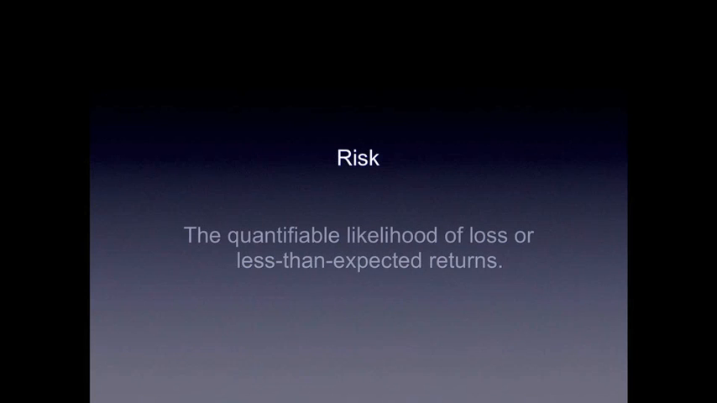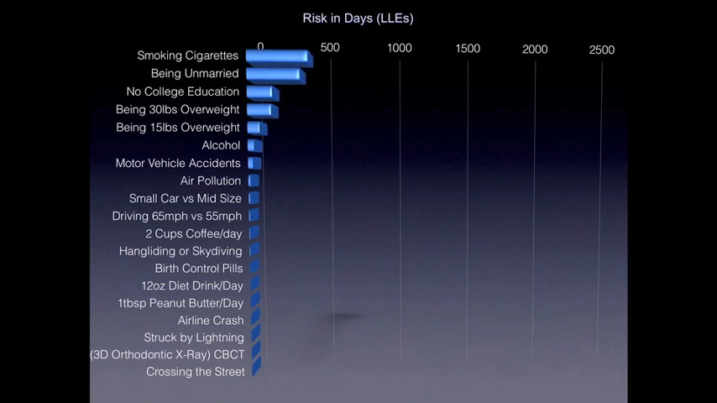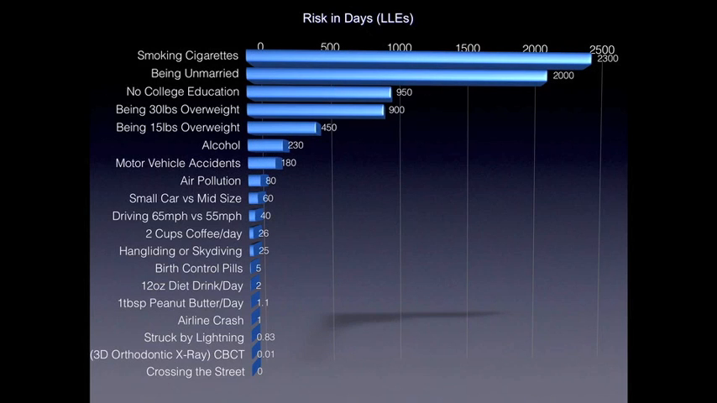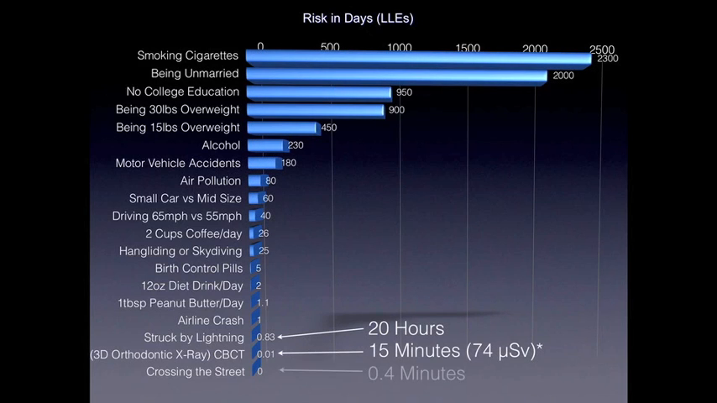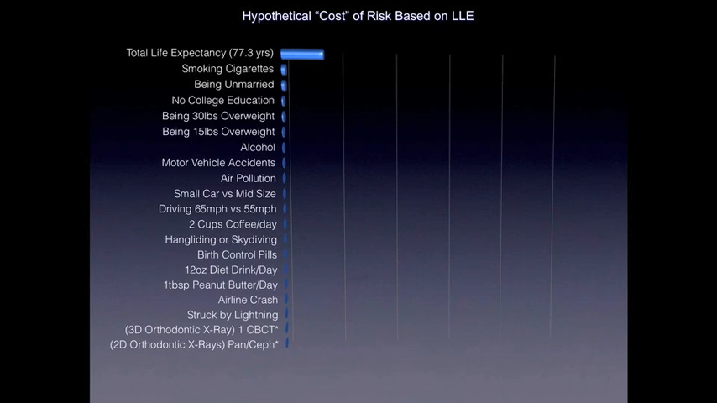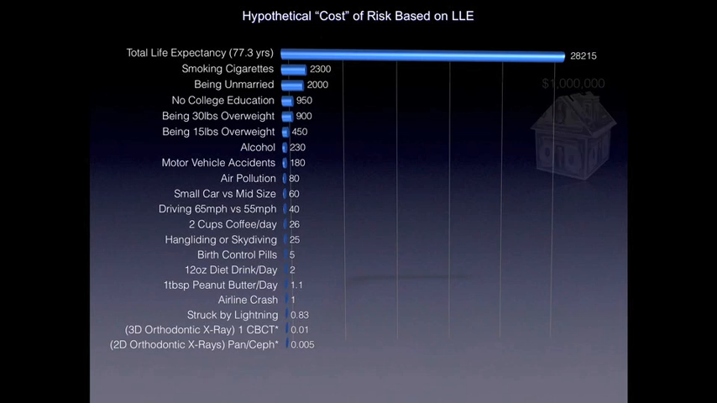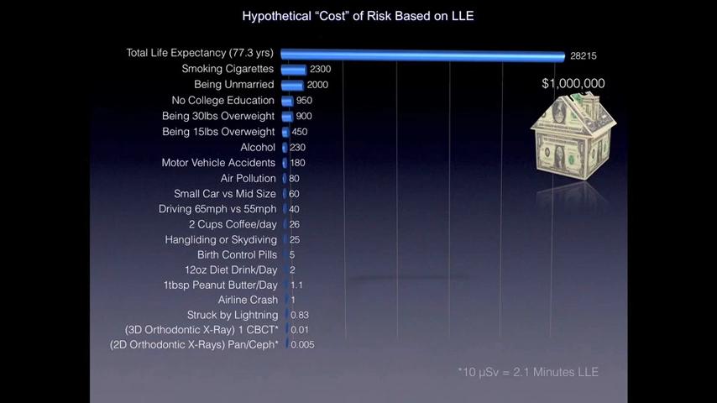So to review risk a little bit, this is the quantifiable likelihood of loss or less than expected results. And you guys saw this graph on the last podcast, but what I want to do is emphasize that bottom part of this graph where the CBCT is, which is approximately 15 minutes of LLE risk. Now, we looked at this graph on the last podcast as well, and I just want to review a couple of things about this graph given the updated changes in terms of the exposure.